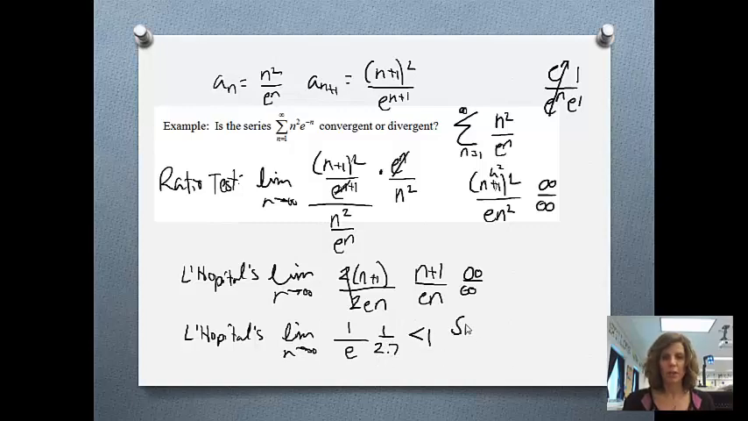So since p is less than 1, we can say the series converges. We can say the series n equals 1 to infinity of n squared e to the negative n converges, and that is due to the ratio test.